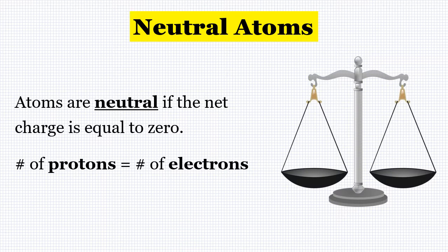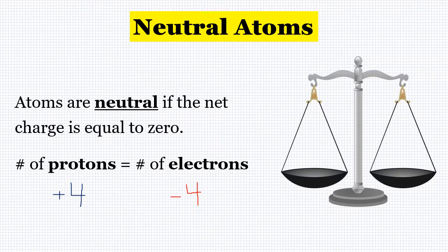Okay. Neutral atoms are atoms that are neutral if the net charge is equal to 0. So the number of protons is equal to the number of electrons. So let's do an example here. Let's say you had an atom with 4 protons, so that would be plus 4. And then you had an atom with 4 electrons. That would be a charge of negative 4.